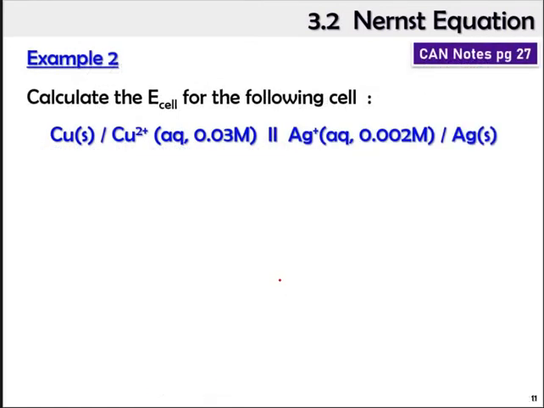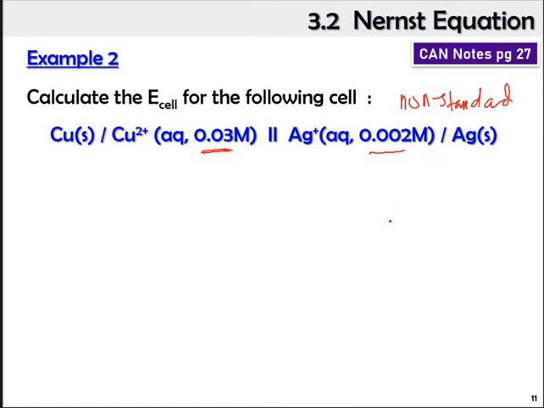Example 2. Calculate the E cell for the following cell. Given here is the cell notation, noted here 0.03 molar, 0.002 molar. That means the cell here is in non-standard condition. So with the non-standard condition, we use the Nernst equation.